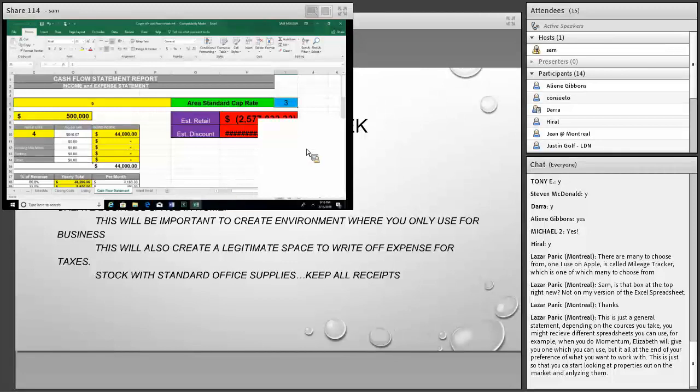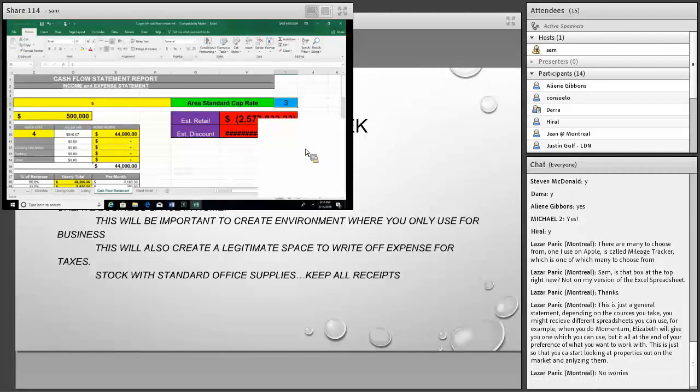Thanks, Lazar. I appreciate that. You will get different Excel sheets and different calculation sheets from different trainers. This is the one I like to use. Please, obviously, utilize the one that's appropriate for what you're doing, and what best suits the deal that you're working on. This is more of an income statement type file that we're looking at, but it can give you a quick idea of what a property can produce in the way of cash flow. Okay. Let me see if there's any more questions.